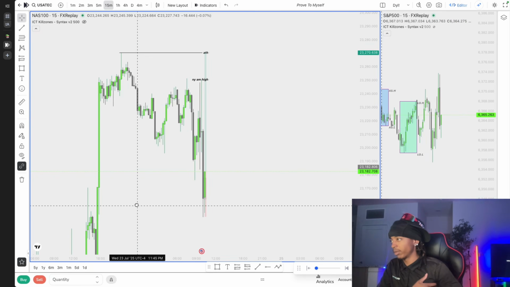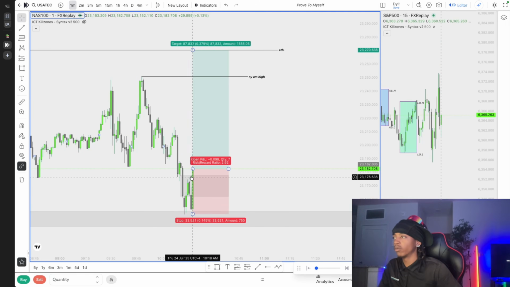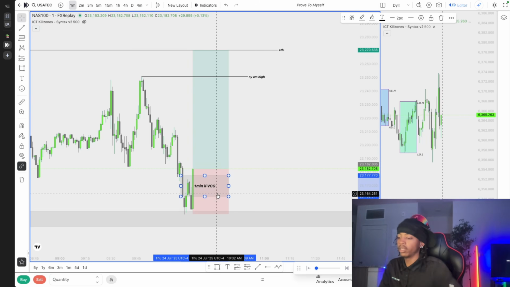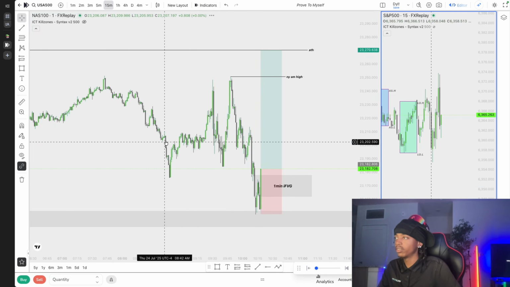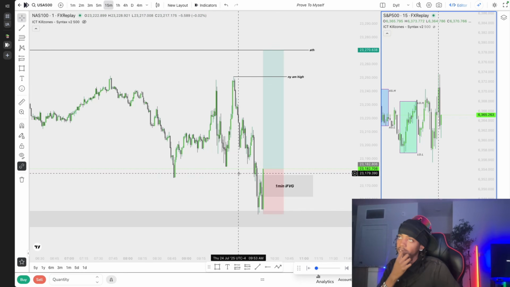I mean, there's 15-minute technically, so I'll just mark that out just because it's to the left. So we have that 15-minute that we tapped into as well. So 15-minute, 1-minute inversion, 4 hour rejection. As far as drawn liquidity, again, just New York high, all-time high. Do we have any SMTs? So we do have an SMT with ES right there.